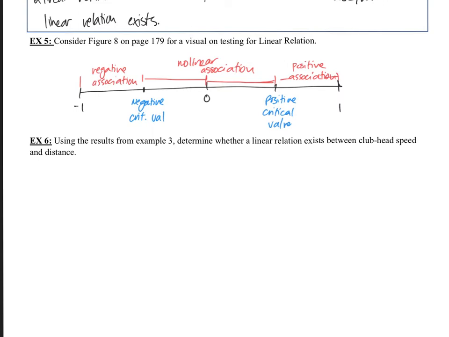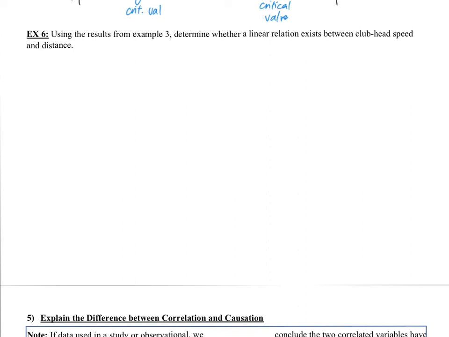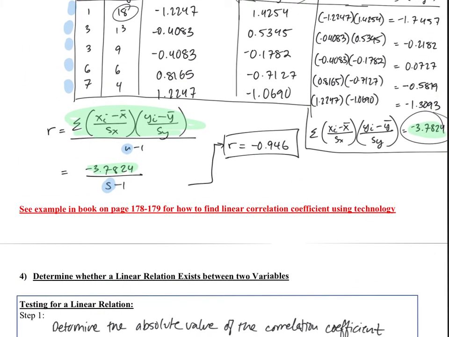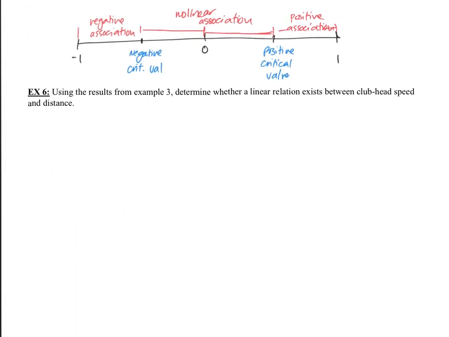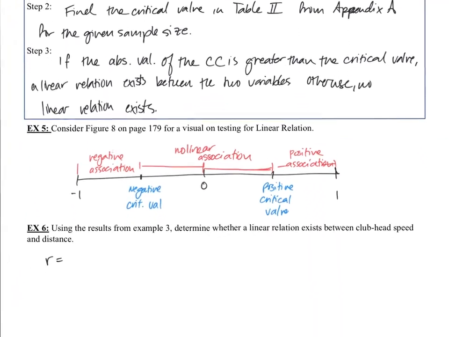Now let's take a look at example 6. So we're going to use the results from example 3 to determine whether a linear relation exists between the club head speed and distance. So what was our results? Our results were r equals negative 0.946. So let me go ahead and write that down. So our correlation coefficient was r equals, oh, and I totally forgot what it was, negative 0.946.